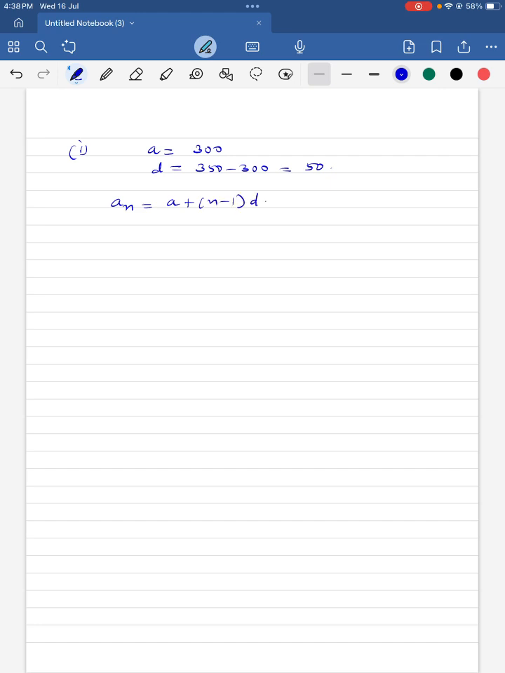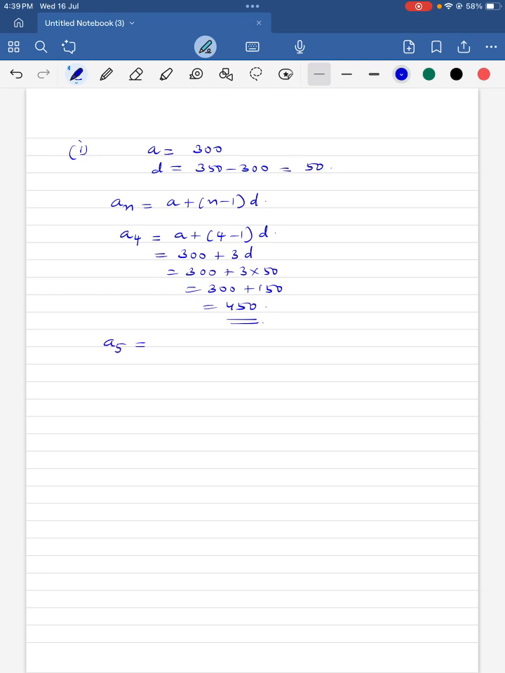Here we have to find the fourth term. So a4 will be a plus 4 minus 1 times d, which is equal to 300 plus 3d, which is 300 plus 3 times 50, or 300 plus 150, which is equal to 450. So the fourth term will be 450.